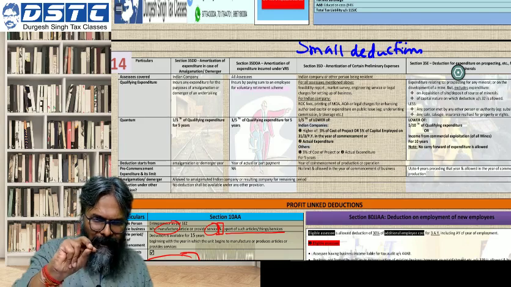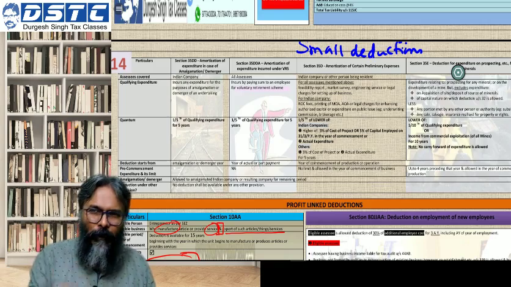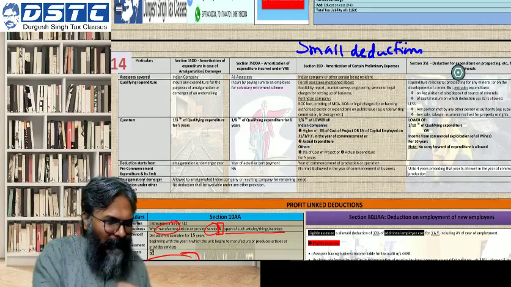The small disallowances, and the disallowances under 40A(i), 43B, small sections are there. Go through them so that we can do the practical problems thoroughly. We'll quickly run through this particular part, students.